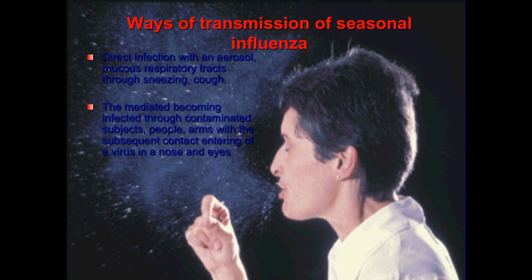Ways of transmission of seasonal influenza. Direct infection with an aerosol, mucous respiratory tracts, throat, sneezing, cough. Indirectly, people become infected through contaminated subjects and hands, with subsequent contact and entering of the virus through the nose and the eyes.